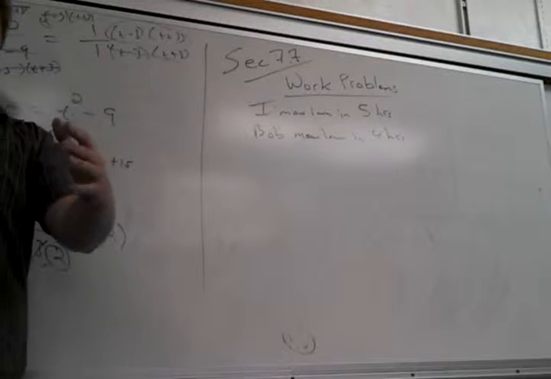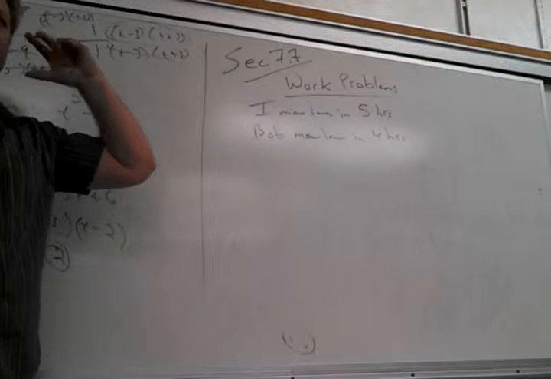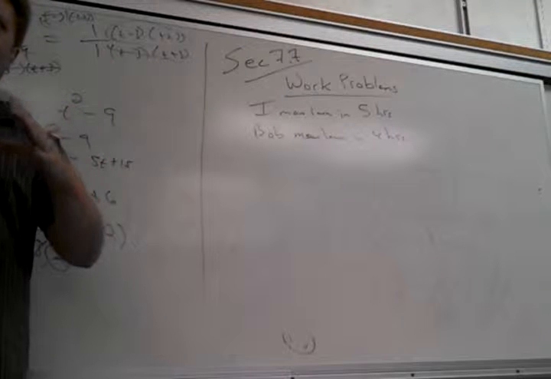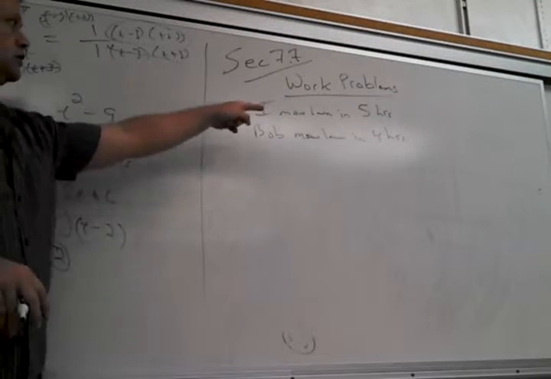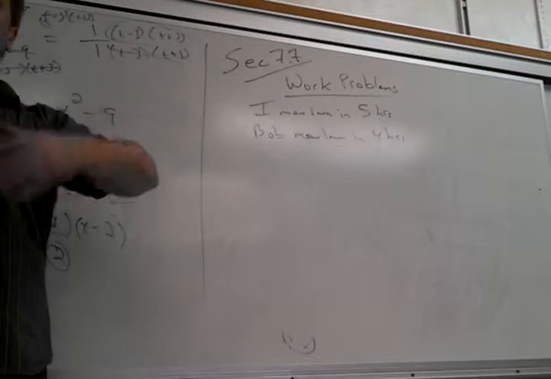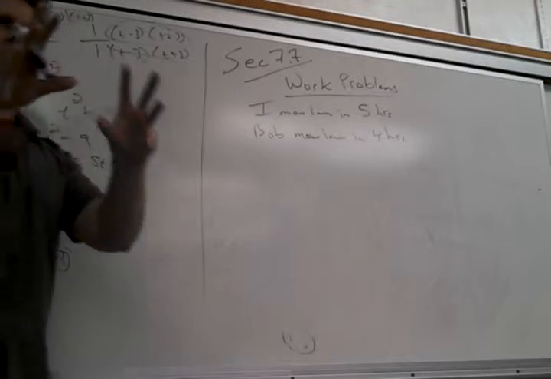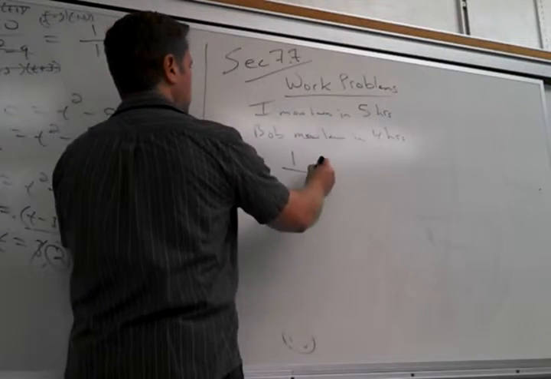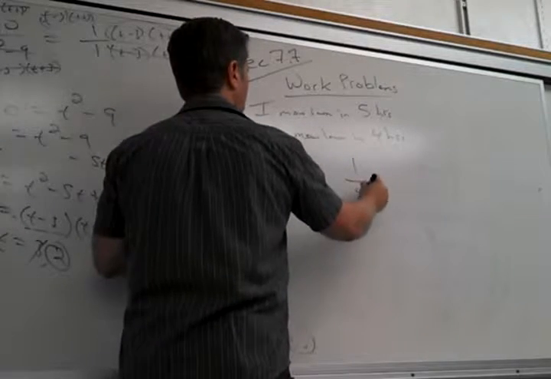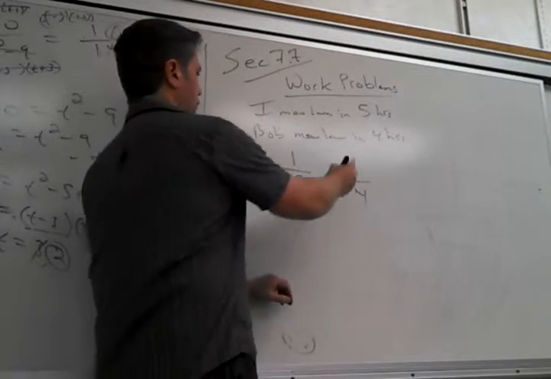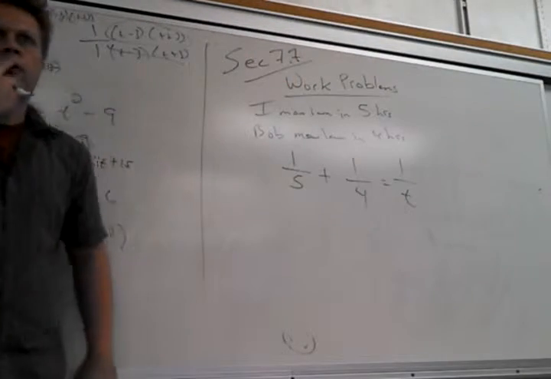So obviously the answer should be related to 5 and 4. If we work together, it should take less time than 4 hours, because Bob alone is 4. If I'm helping him, it should take less time. Does that make sense? So here's how this gets set up. This is really almost too nice to believe. One lawn can be mown in 5 hours by me. One lawn can be mown in 4 hours by Bob. If we work together, we can mow one lawn in I don't know how many hours.